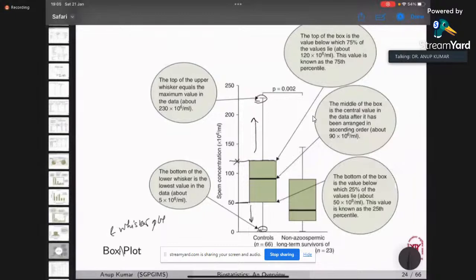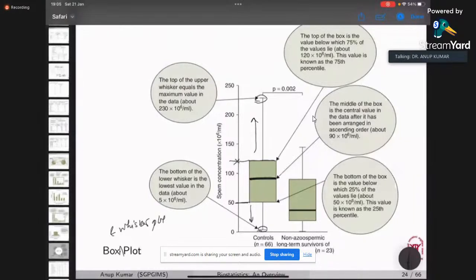And this is the median of the data. So 50% of the values are below this and 50% of the values are above this. In this way, the reader is going to read your box plot. So it hides a lot of information for you.